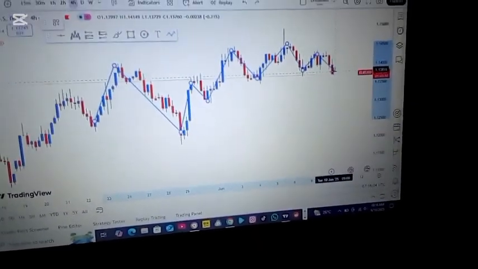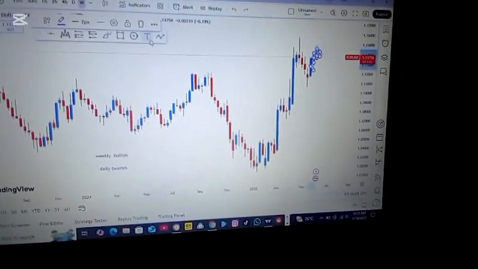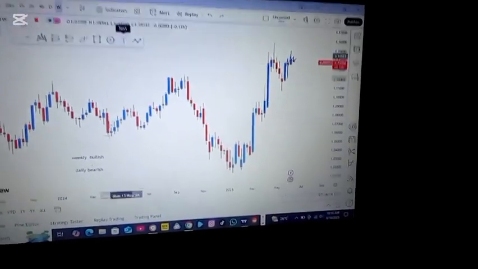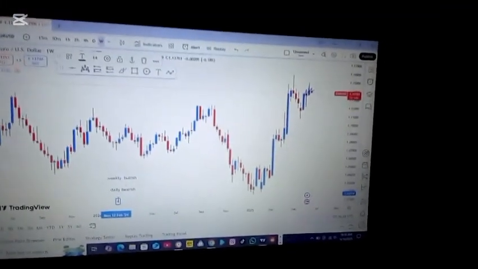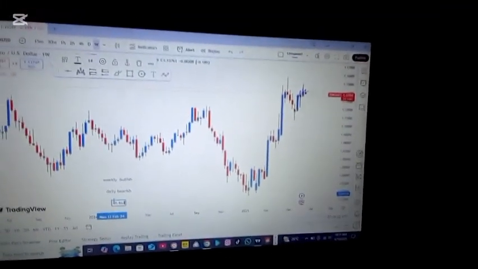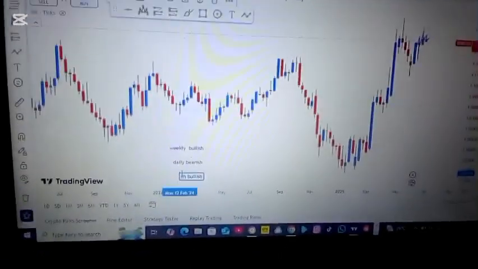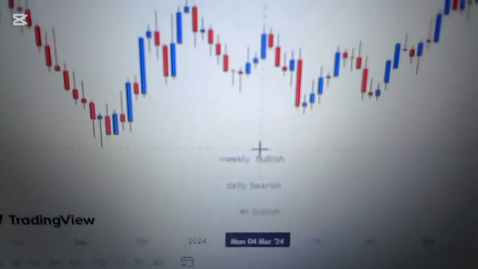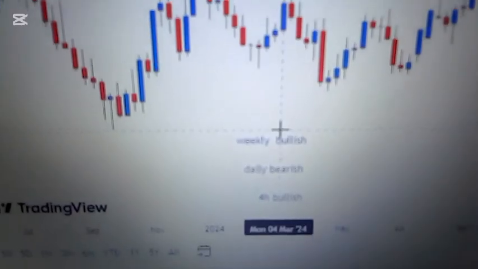So if the market is still bullish, we can go back here and type in 4H, the 4H time frame. 4H is bullish. So here we are having 3 time frames, of which 2 time frames are telling us that the trend is bullish, and the other time frame is telling us that it's bearish.